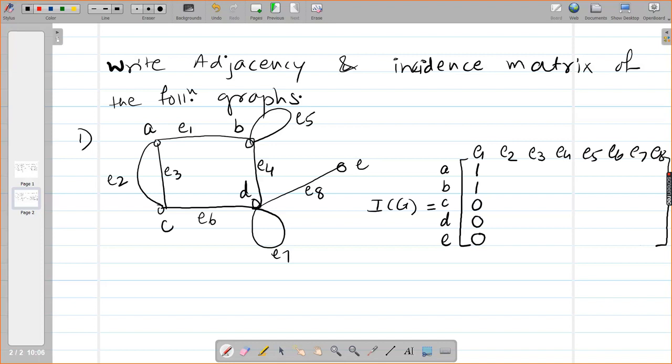Yes, E2. Can you tell me column E2? 1 0. E3 is the same because they are parallel edges, right? 1 0. Yes, yes. Then next E4: 0 1 0, 0, 1, 0, 0 1 0 1 0. B and D are the end vertices.